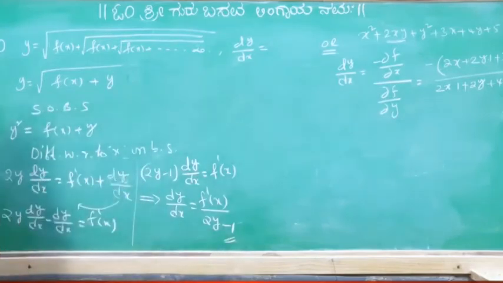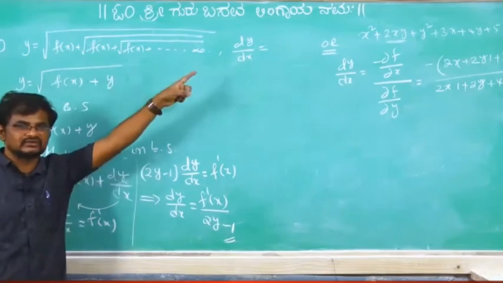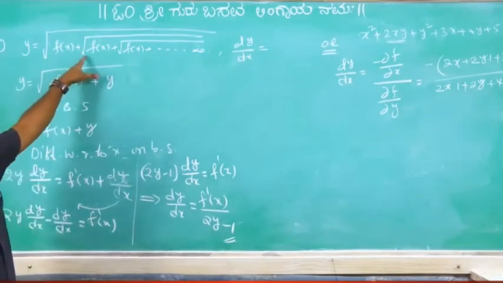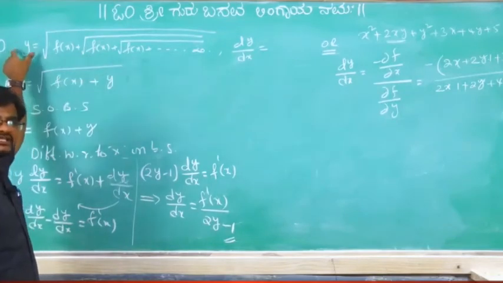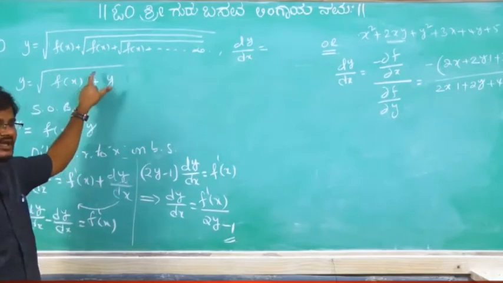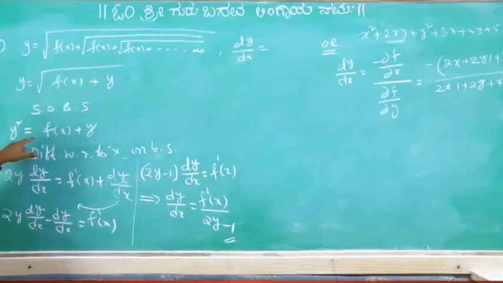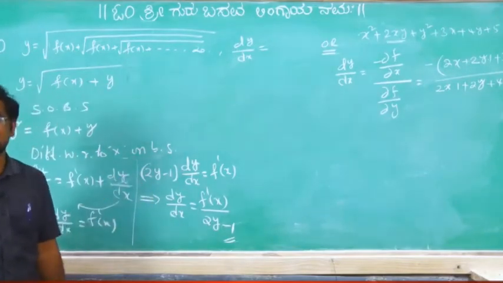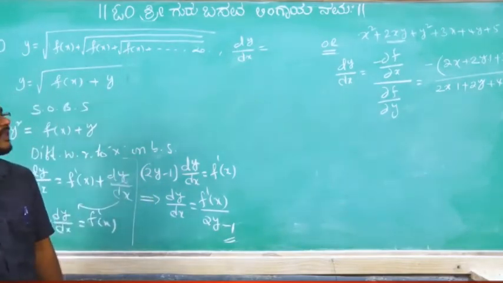What did you do? Once again listen here. This given function approaches infinity, root of root of. From where it is repeating, from here you can take it as y. So y equals root of f of x plus y. Squaring on both the sides, again differentiating with respect to x, dy by dx common, then you will get dy by dx equal to f dash x by 2y minus 1.